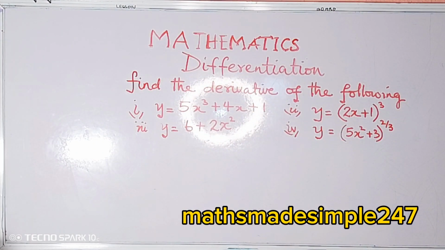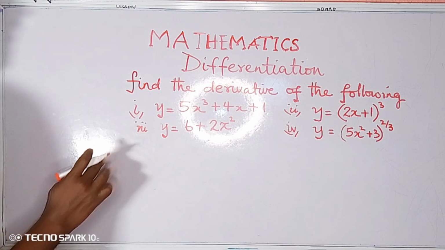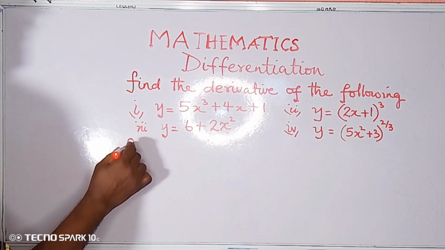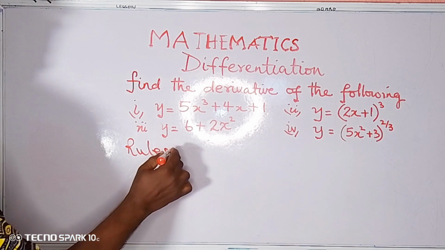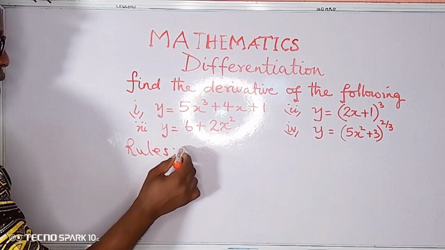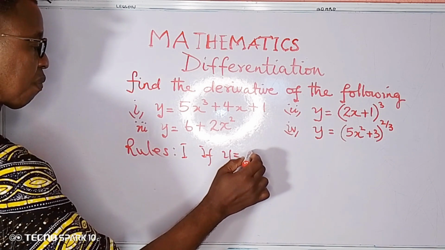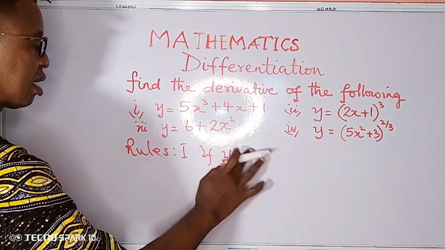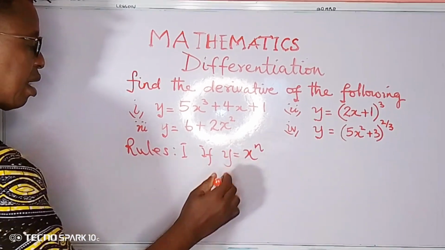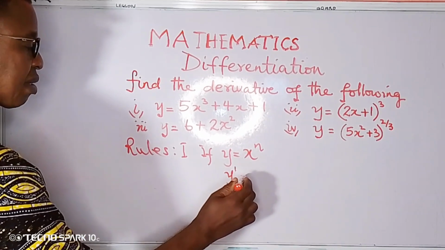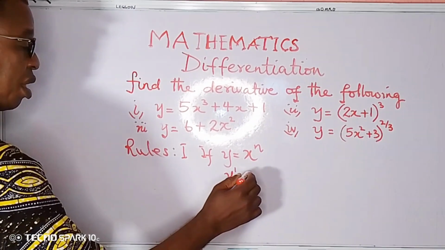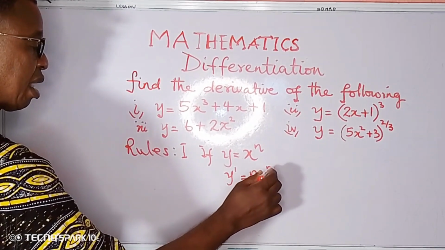We're asked to find the derivative of the following functions. You can see the function for yourself. There are about four functions there for which we want to find the derivative. But right here, I want to put you through these very basic principles of differentiation. They are called rules, okay? Now, rule number one: if y is equal to x raised to the power n, then the derivative of y will be equal to nx raised to the power n minus 1.